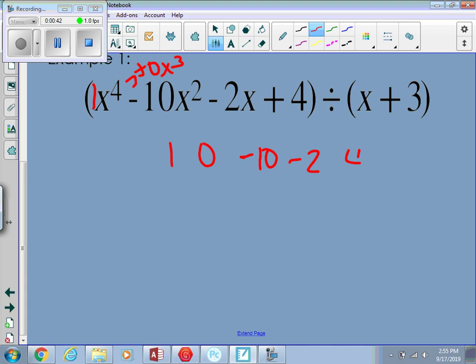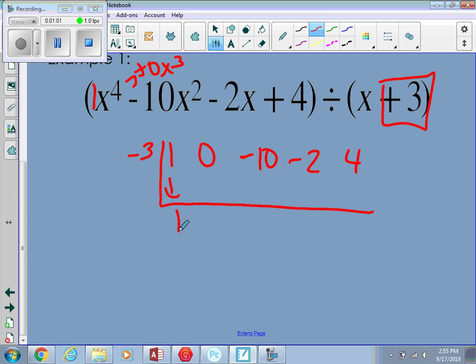then a 4. We're going to take the opposite of what we are trying to divide by. So that's a positive 3 there, so we're going to do negative 3 for our synthetic division. We drop down the first term. We're going to multiply that term that we drop down by the negative 3, so we get negative 3. And then we add from there. So 0 plus negative 3 gives us negative 3.